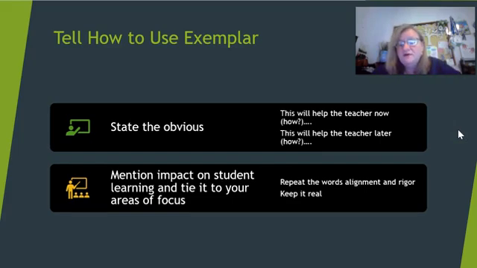And you can also mention how it will help the teacher later. So because of this type of coaching and practice using this exemplar, in the future I anticipate the teachers should be able to create units that demonstrate a stronger grasp of connecting alignment and rigor with the standards or whatever. Okay, and then also it's helpful to mention the impact on student learning and tie it to your area of focus. So just keep repeating the words alignment and rigor and keep it real. I mean, that's sort of my advice there. So if you're going to say using the exemplar will also ensure that the students on our campus have appropriate alignment and rigor when they go through this unit, which will help them in future units on similar concepts or related concepts or spiraling concepts.